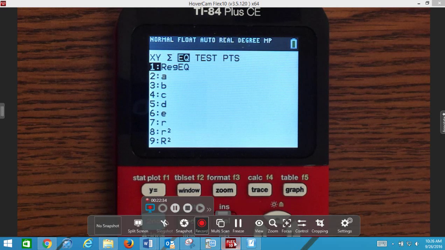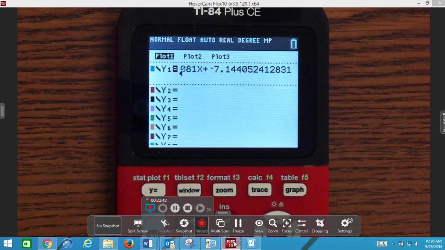And then choose reg EQ. Regular equation, reg EQ. And then as soon as you do that, it copies it for you. If you've gotten to this point, then hit graph.